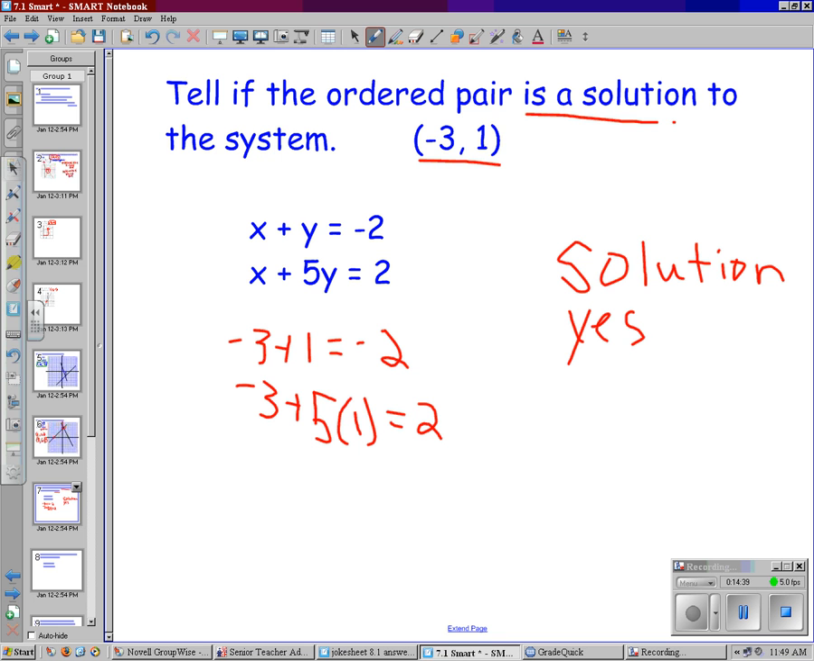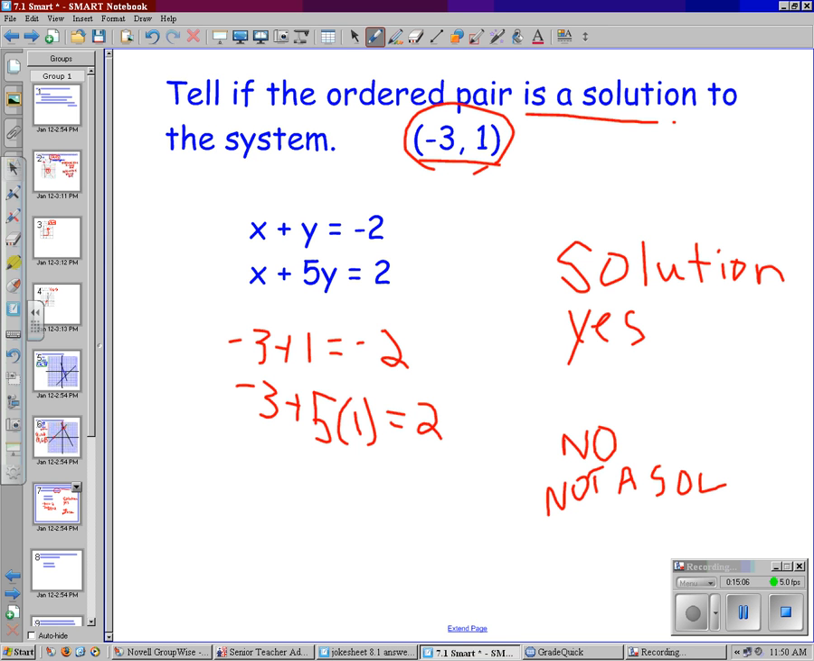Oh, yes would be a good idea. Yes, it's a solution. The other option would be no, or not a solution. This is where not a solution is appropriate. It says, is it a solution? Yes, it is. No, it's not. Yes, it is a solution. No, it is not a solution.